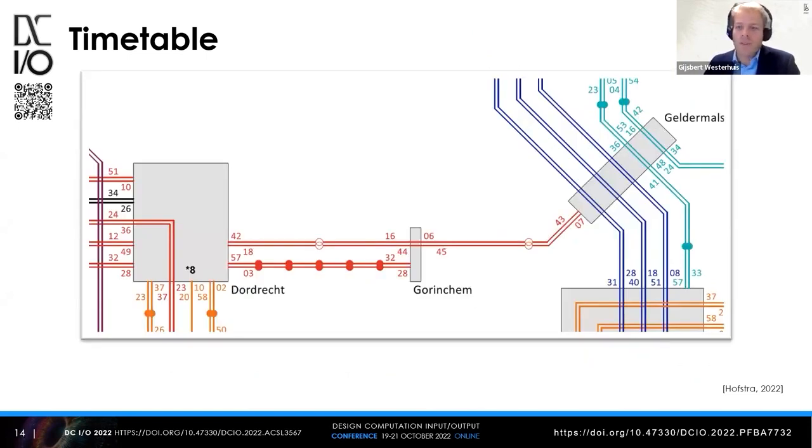I have a more close-up of the entirety of the graph. And you see here from Dordrecht to Geldermalsen to smaller cities within the Netherlands, every train leaves, there are 2 trains. You see 2 lines between Gorinchem and Geldermalsen, and you have 4 lines between Dordrecht and Gorinchem. And that depicts that every half an hour a train departs.